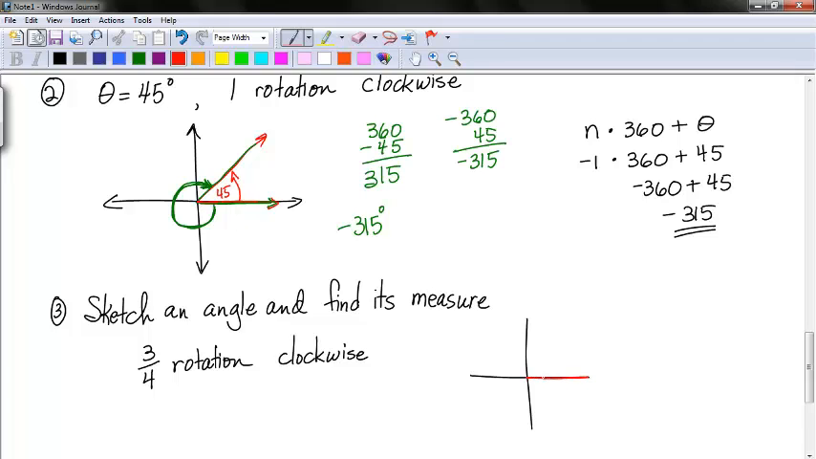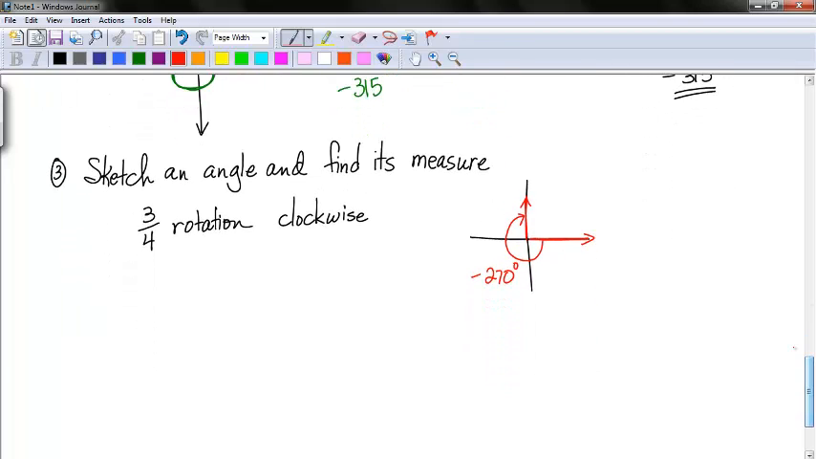So start in standard position. Luckily, our coordinate plane is divided into fourths. Clockwise, going down, here's 1/4, 2/4, 3/4. So it'd be a negative 270. You can do it by the sketch and find the measure.